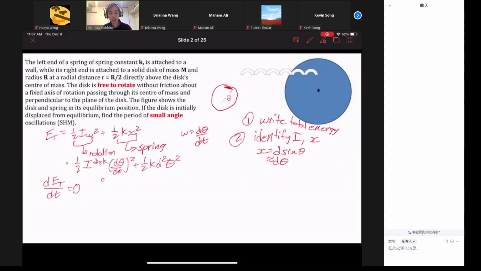Solve for the second derivative of theta. Specifically, what you would end up getting is 1 over 2 I d2 theta dt2 plus, that should be 4 right there, plus 1 over 2 k d squared theta equals 0, where I have canceled a couple factors of 2 that appeared on both sides of the equation. I've also canceled a common factor of my velocity.